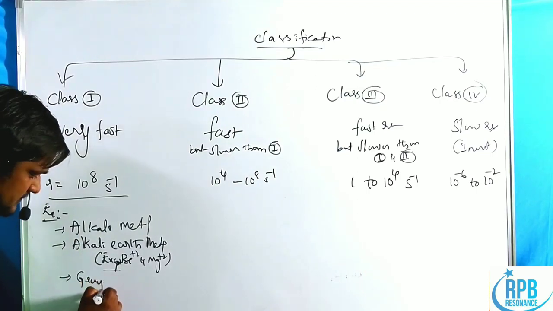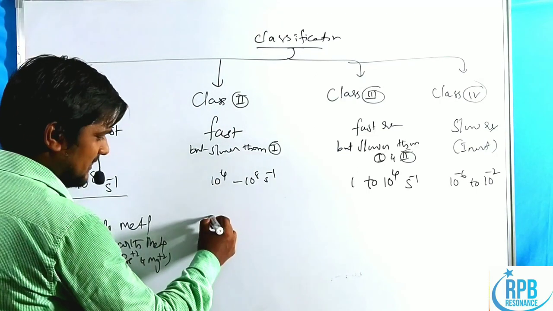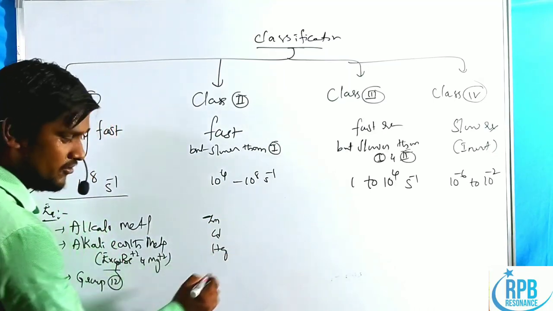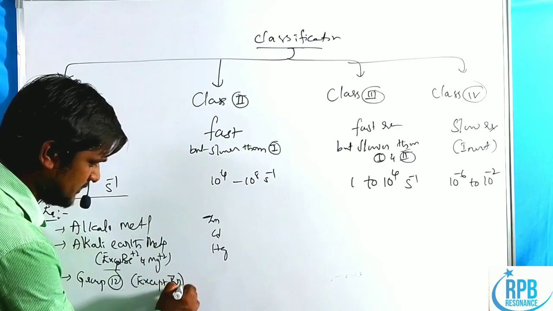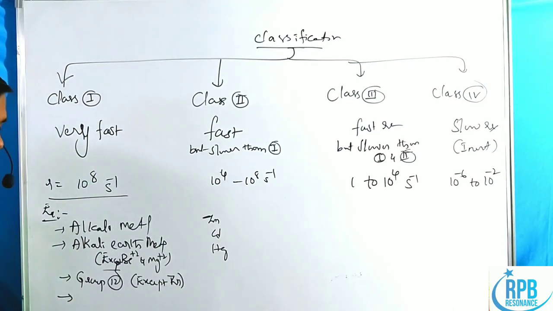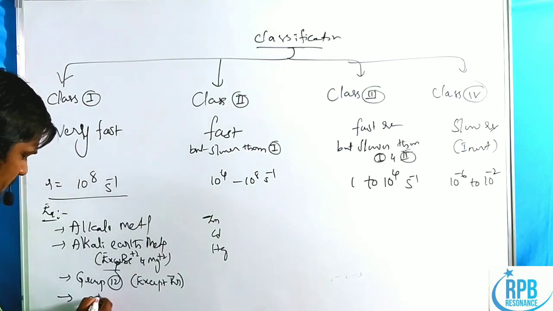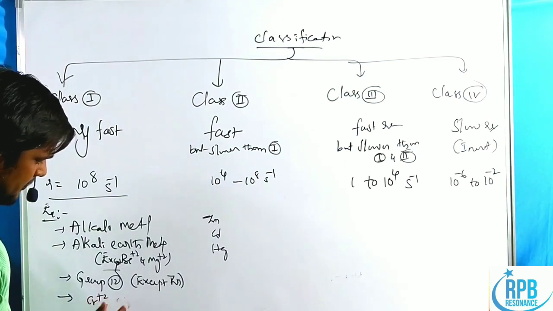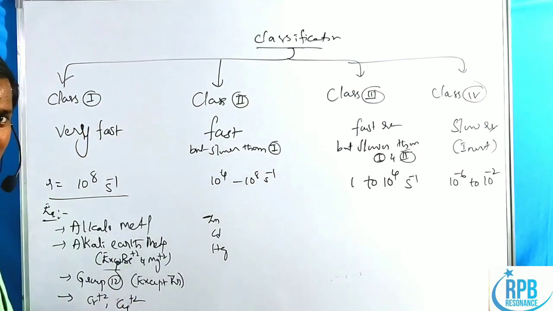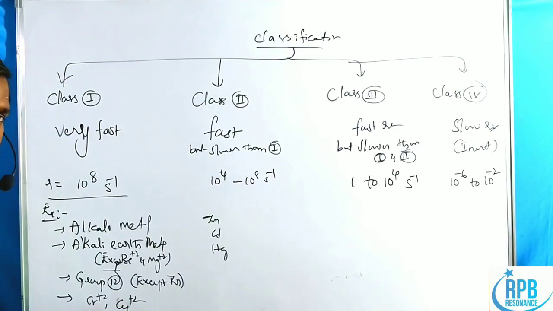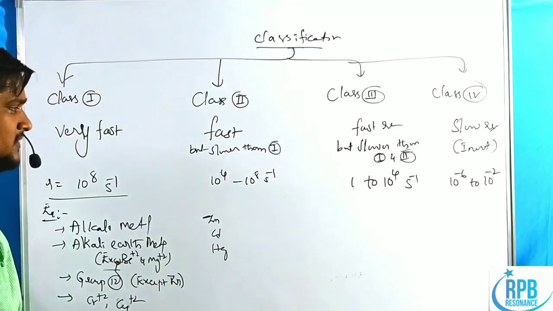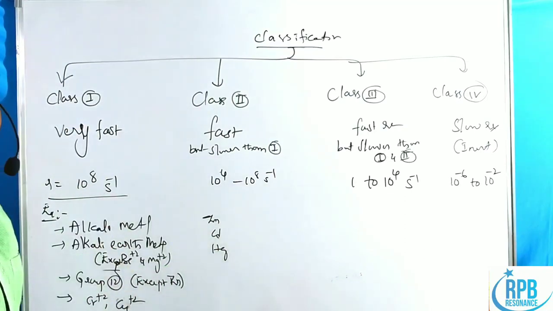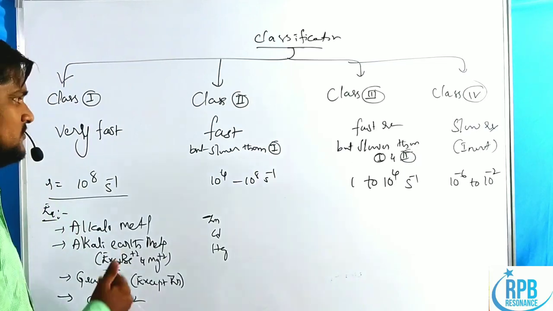Again, group 12 elements, that means zinc, cadmium, mercury. Here also one exception is there, except zinc plus 2. The final one is chromium plus 2 and copper plus 2, with d4 and d9 configurations. These two show Jahn-Teller distortion, which gives a higher rate constant. That's why these are classified as first class elements.